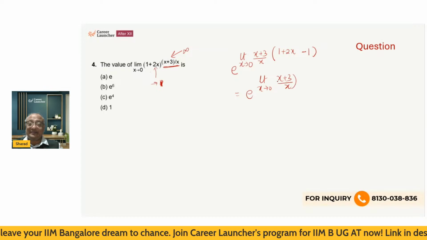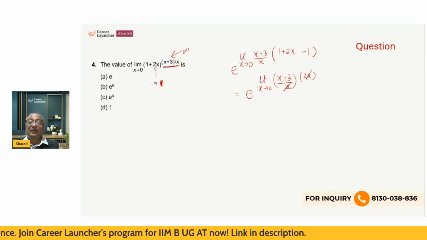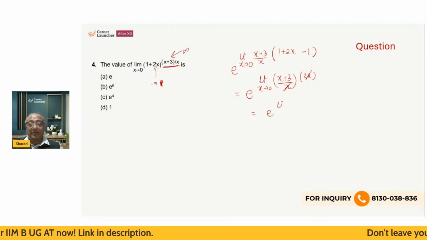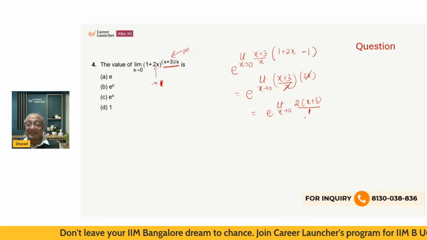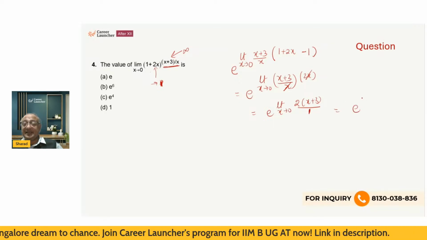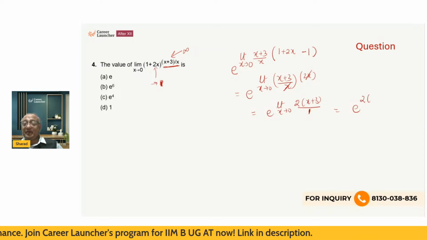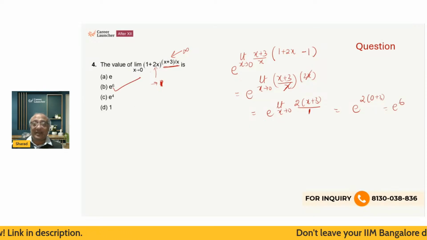See how simple this is, no? If I know the trick. If I don't know, this problem will never occur to me. So this will become e raised to the power limit x tends to 0, 2 times x plus 3 upon 1. There is no x below, the denominator doesn't depend on x, so I will just directly put the value 0 in x. It will become e raised to the power 2 times 0 plus 3, which is nothing but e raised to the power 6. Wow, this is my answer.